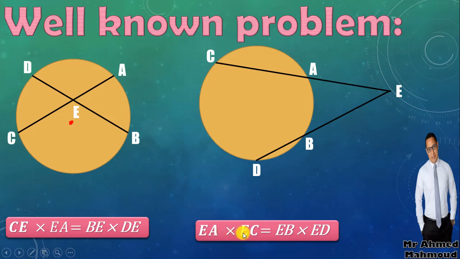So EA times EC equals EB times ED. Again, always start from the point of intersection: EA times EC equals EB times ED. All started from E.